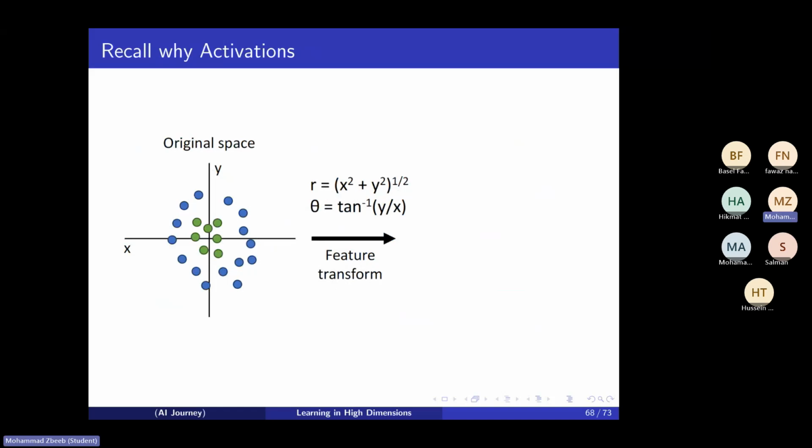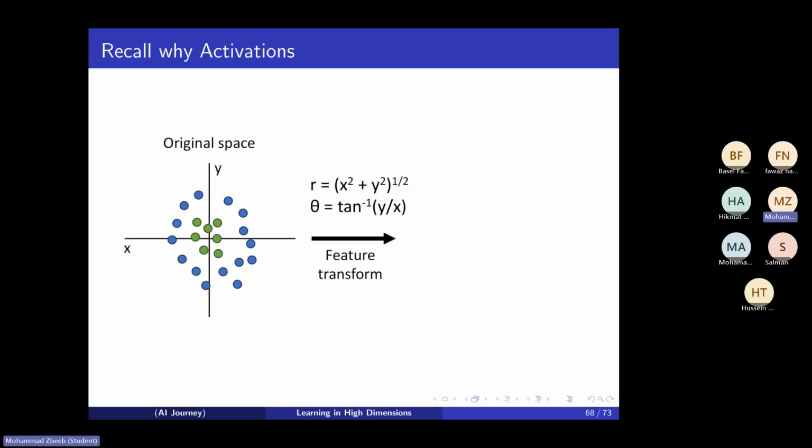Recall what Basil said yesterday about why we need activations. Say you have this input space and you need to make a linear classifier, with a linear boundary classifying those two input regions. There's no line, in any sense, that classifies those.